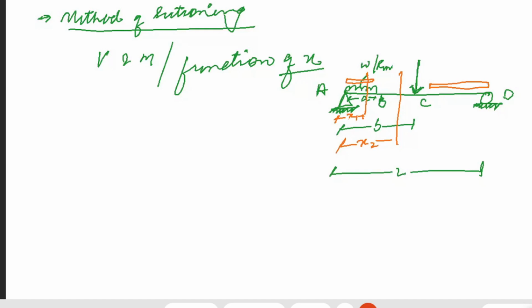And for the third portion, that is this one, it will be x3. I will be having different shear force and bending moment equations, and then integrating within the limits will give me the shear force and bending moment diagram. And then I can simply plot it. For example, here if I have to draw the shear force and bending moment diagram, it will simply be somewhat like this. At point A, it will be positive.